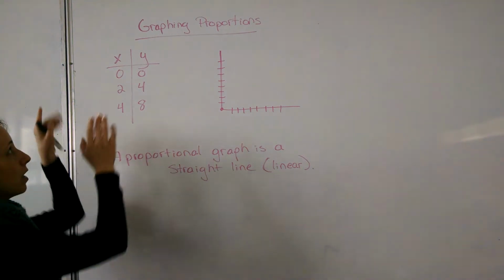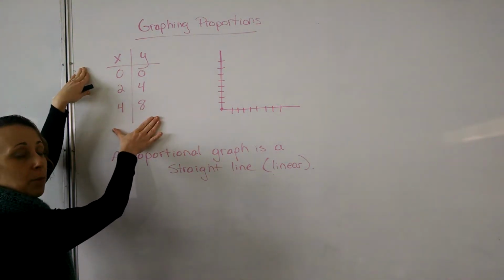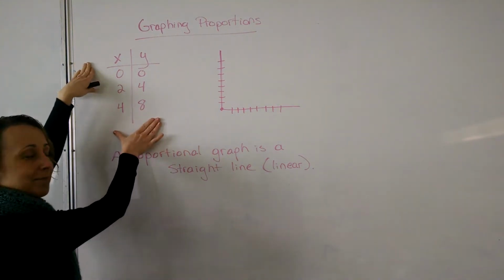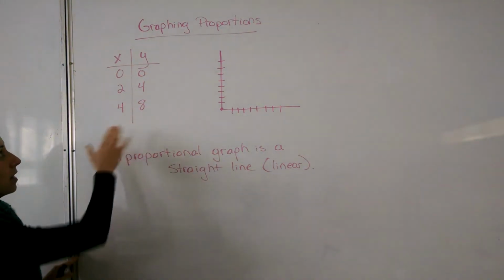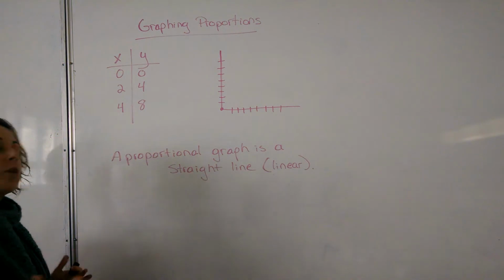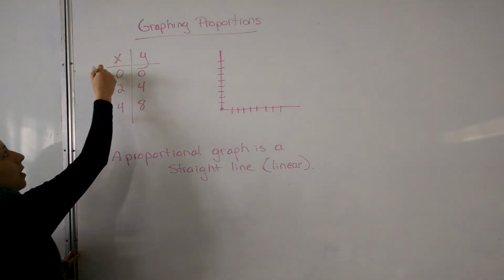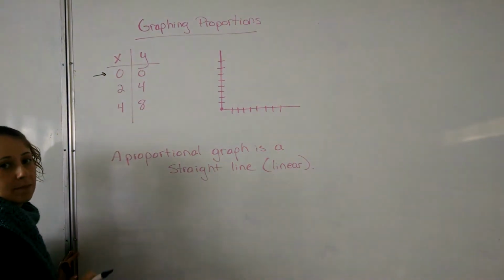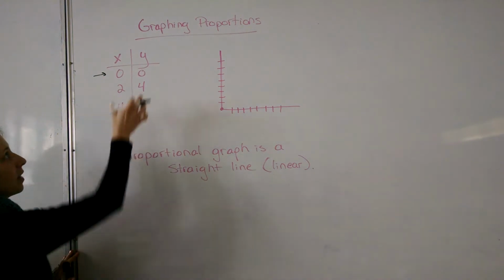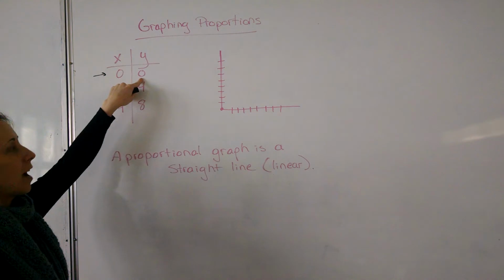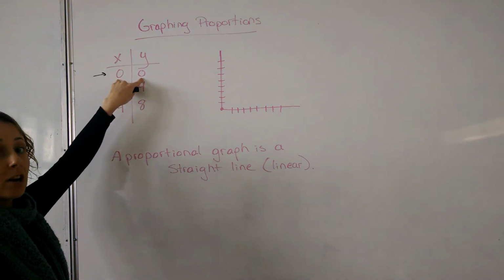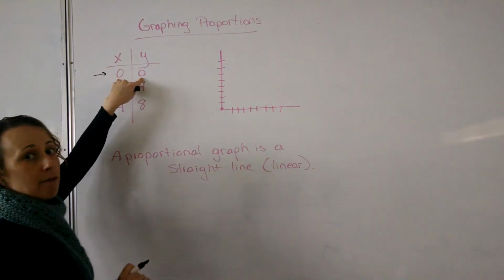Today we're going to look at how you can use an input-output chart, just like we had, to make a graph. We're going to graph a proportion. So here we go. Let's use this. Here's what we're going to do. For each input, we have one output. In 8th grade, we'll call that a function. What we're going to do is use this x and this y as our ordered pair to make a point on our graph.